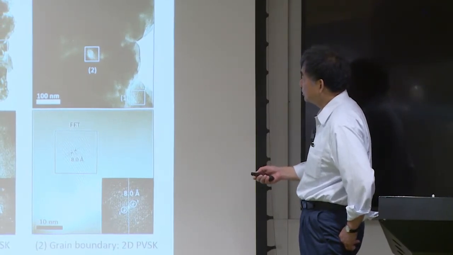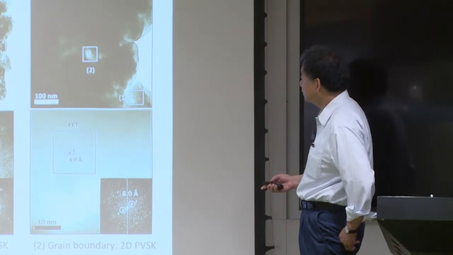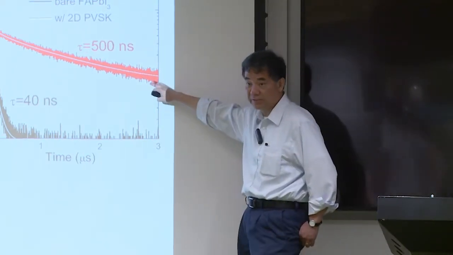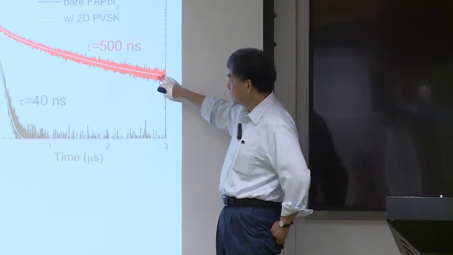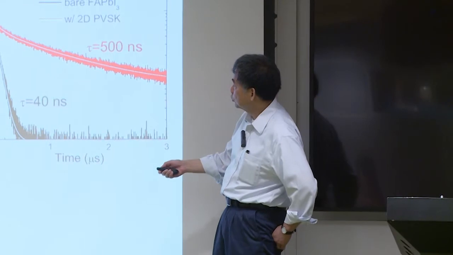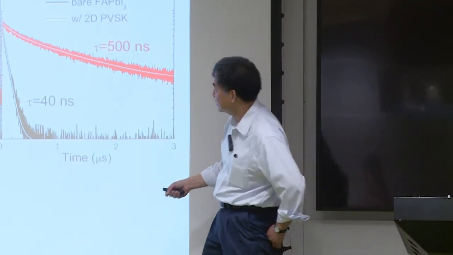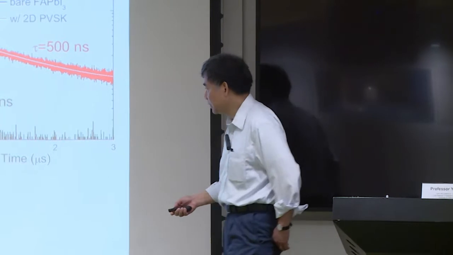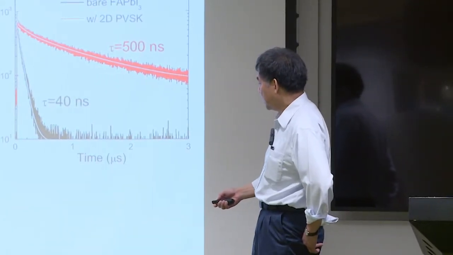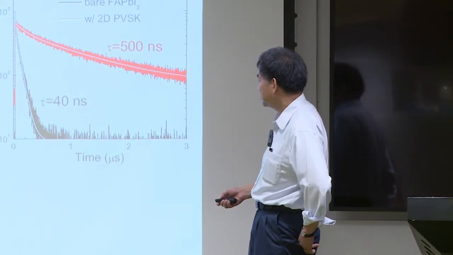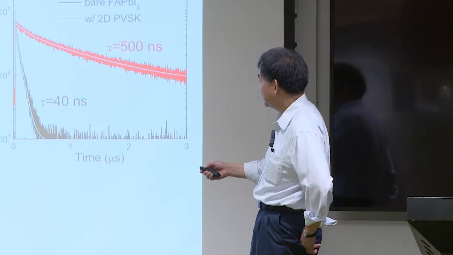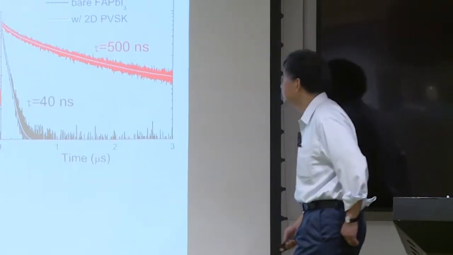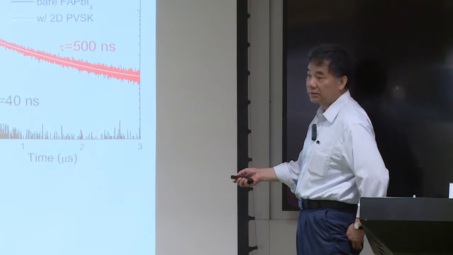So this is with 2D perovskite. You preserve all the XRD peaks. And also we got 500 nanoseconds. Look at it, 500 nanoseconds, that's amazing. Long carrier lifetime. And the PL of 2D and 3D is similar, and the 2D material has a stronger absorption. The phase purity goes up, the absorption went up. The 2D perovskite at the grain boundary has an identical energy gap as pure FAPbI3. So the band gap is not changing. You can see the black and red curves overlap. The absorption increase indicates the crystallinity increase.